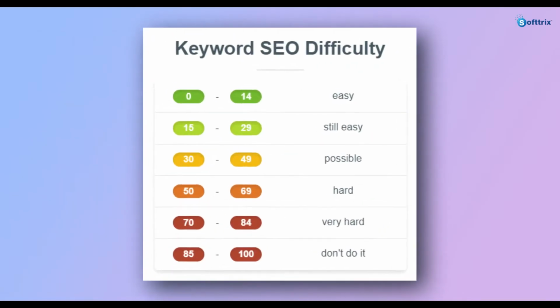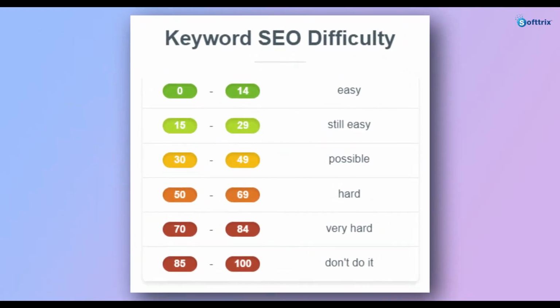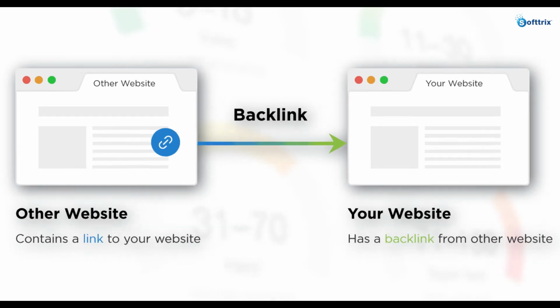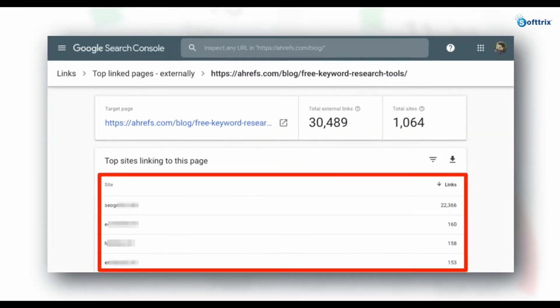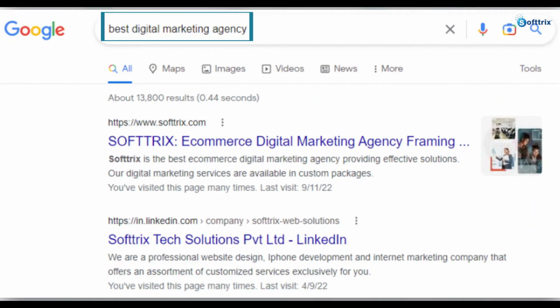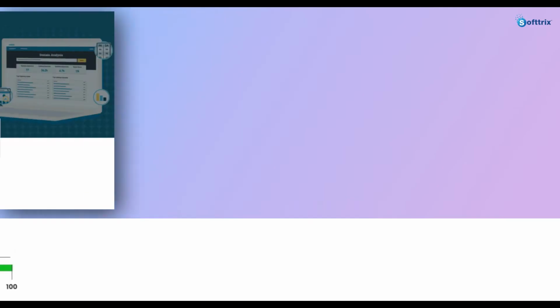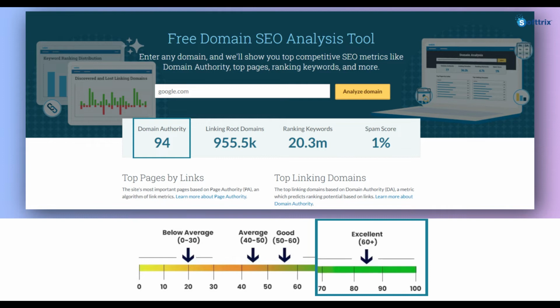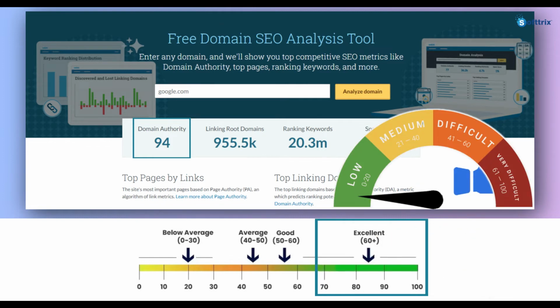Now we are going to discuss the factors which actually define the difficulty metric for a particular key phrase. One of the major factors which determines keyword difficulty is the number of quality backlinks you'll need to rank that keyword on top of Google. Second factor is authority of your competitors. If you have a website with high DA, you'll have a better chance at ranking for keywords of more difficulty.